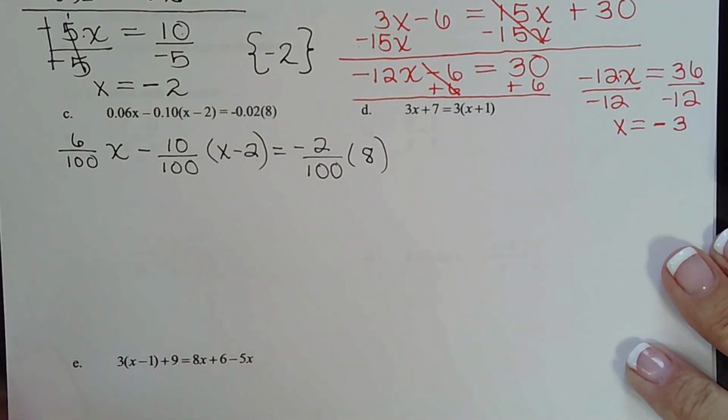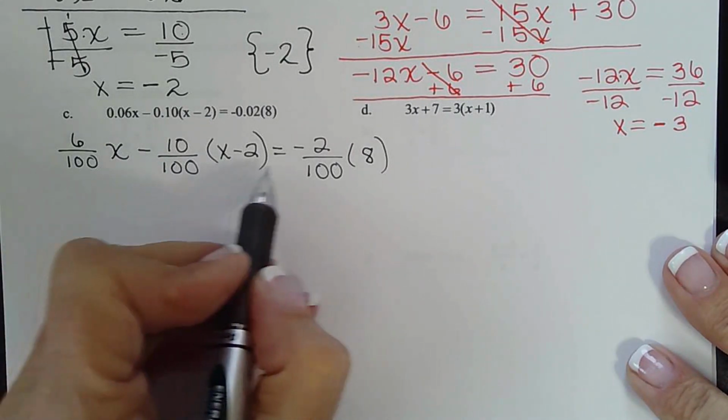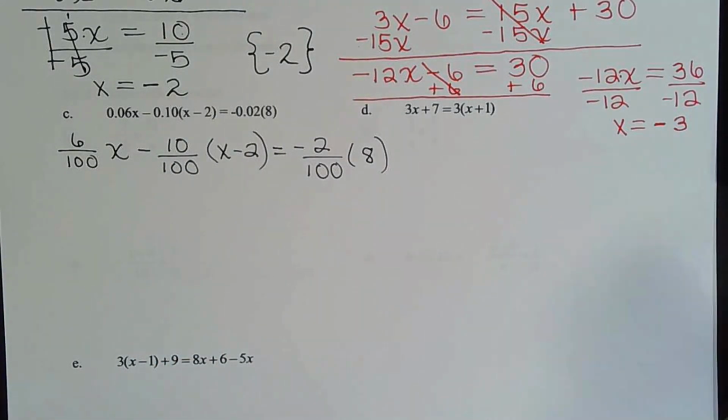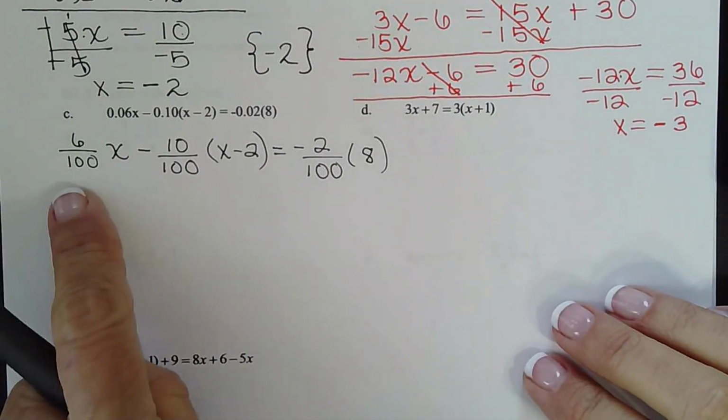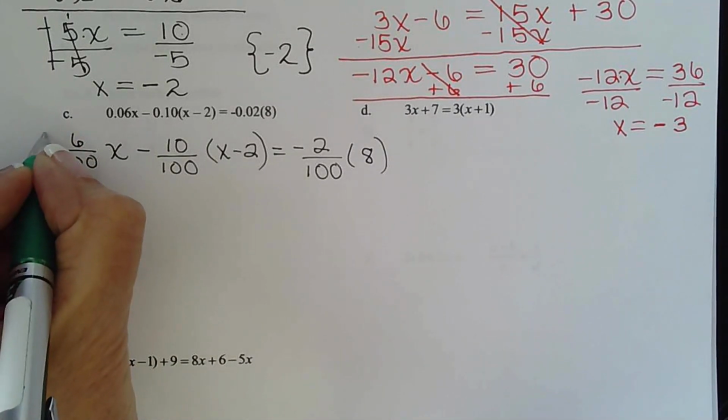So this is 6 over 100 x minus 10 over 100 (x minus 2) minus 2 over 100 times 8. If it's easier for you to visualize the LCD that way, do it. If it's 1 decimal place, put it over 10, 2 decimal places, 100, 3 decimal places, 1,000, and we can easily see now our LCD or LCM is 100.